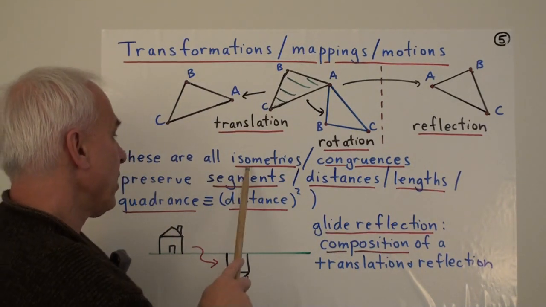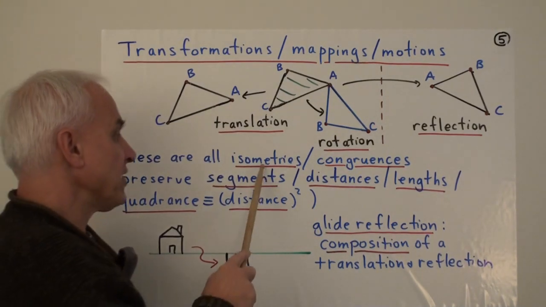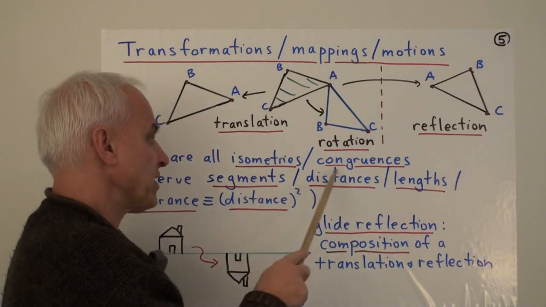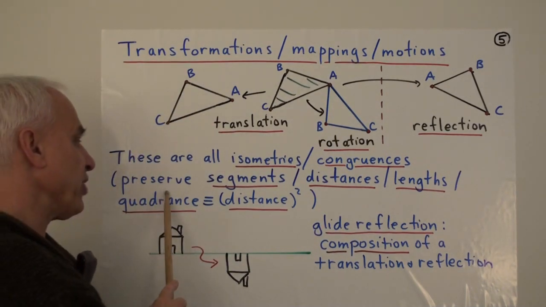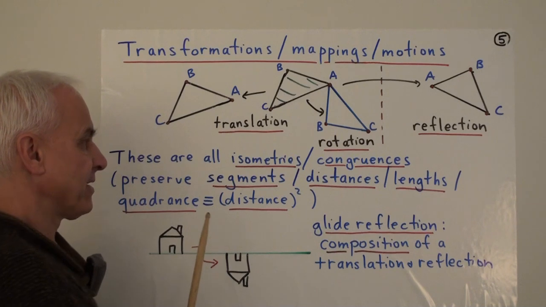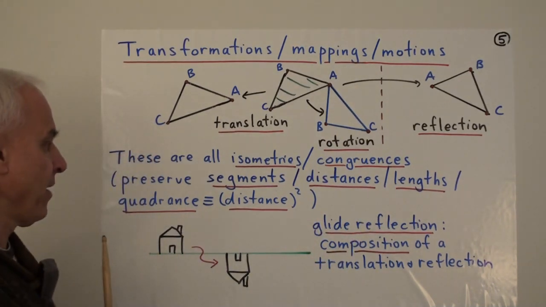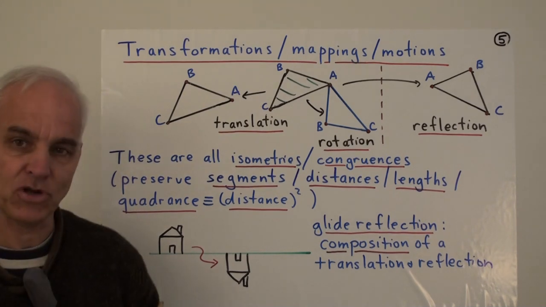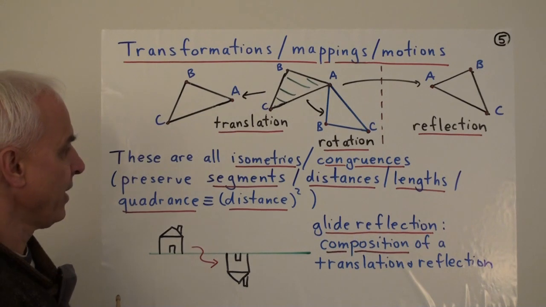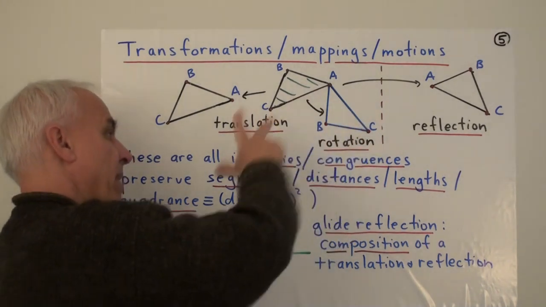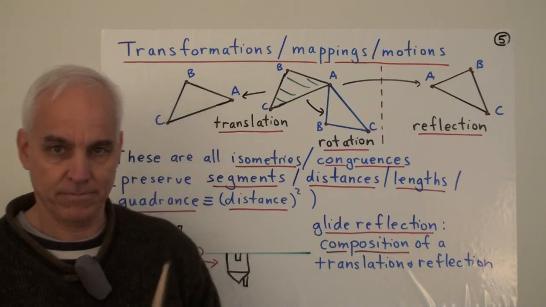So these are all particular kinds of transformations or mappings called isometries, or sometimes congruences. This means that they preserve segments or distances or lengths, or I prefer to think in terms of quadrances, which is the square of the distance. So an isometry is a transformation that keeps the measurements the same.